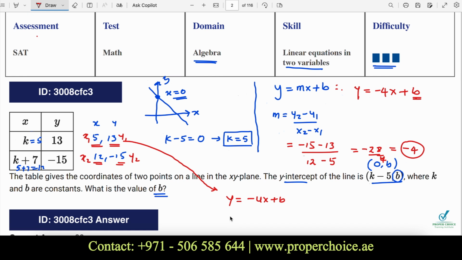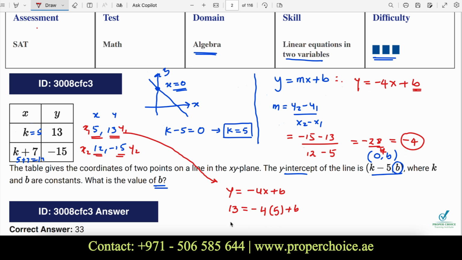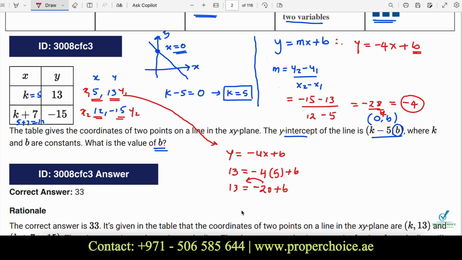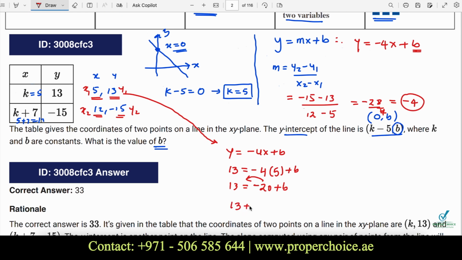You can see that 13 equals minus 4 times 5 plus b. If you want to simplify that, 13 equals minus 4 times 5, which is minus 20, plus b. Take this to the other side, that turns out to be 13 plus 20 is equal to b. From that, I'll be getting the value of b as 33.